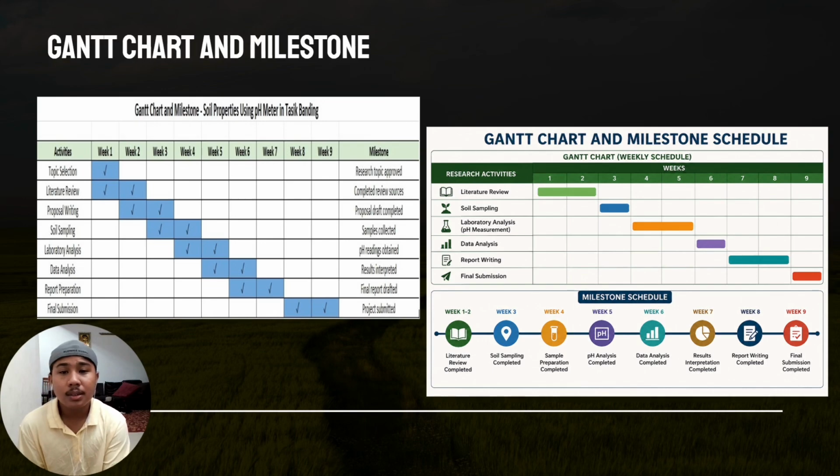So this is my Gantt chart and milestone. These Gantt charts outline the research timelines, while the milestones help track the completion of key activities throughout the studies.